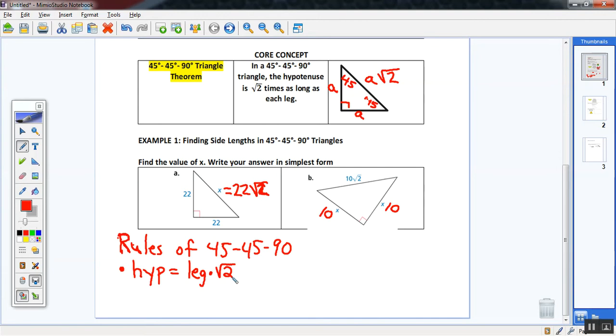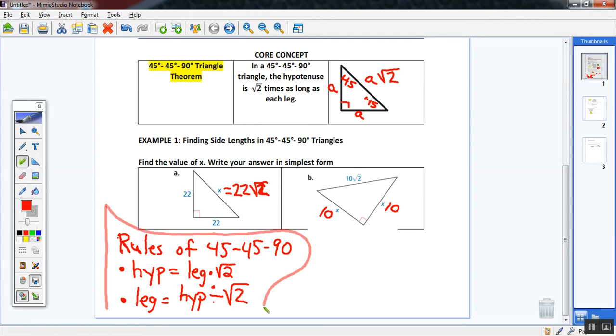Okay. But if you're looking for a leg, the leg is going to equal the hypotenuse, not times the square root of 2, but we're working backwards to find a leg. Say, divided by what? Okay, that's pretty important stuff right there. You might want to highlight this. That's pretty important stuff.